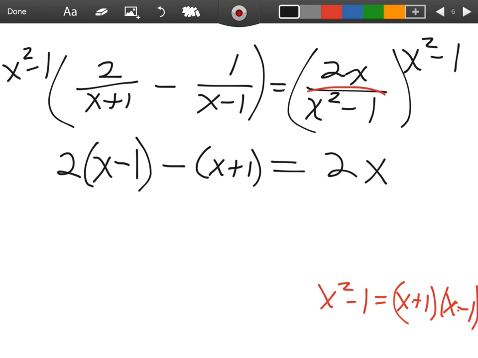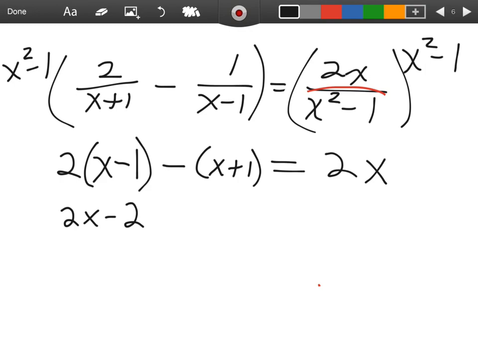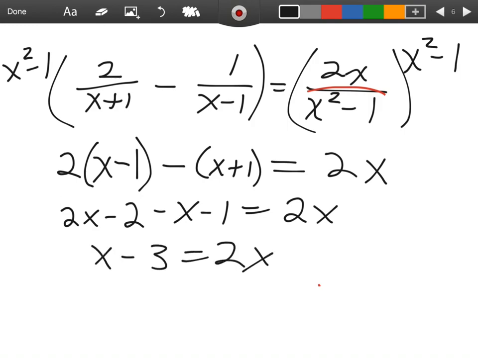Whenever I clear all that out and start combining like terms, I have 2x minus 2 minus x minus 1 equals 2x. That gives me x minus 3 equals 2x. I can just subtract x from both sides, and I get x equals negative 3. Okay, I'm going to stop there for the first video of 2.2 and come back with graphing.